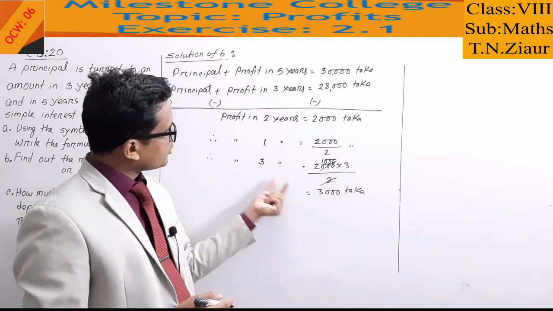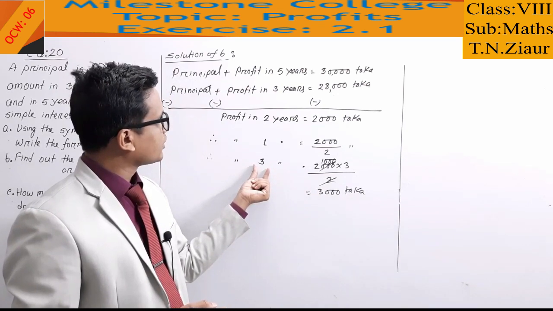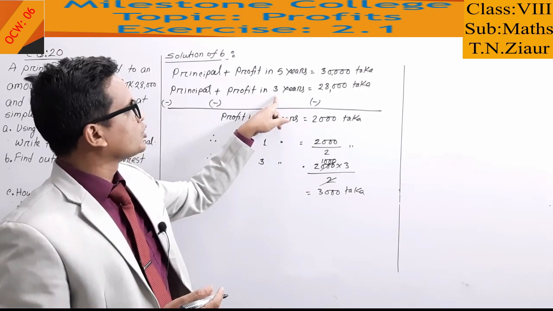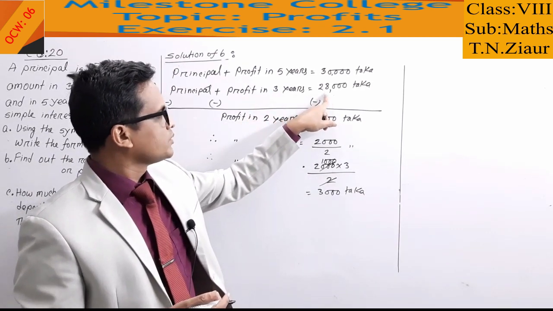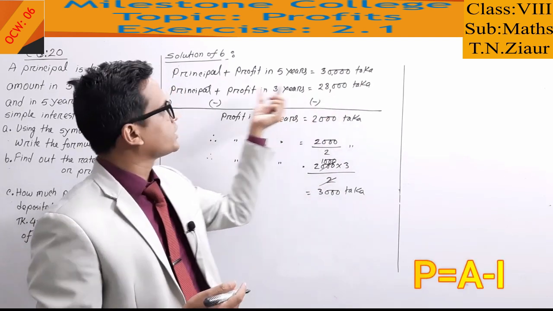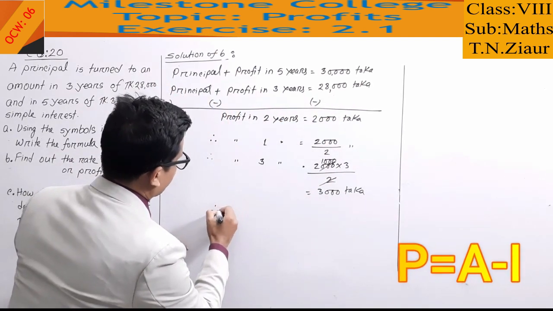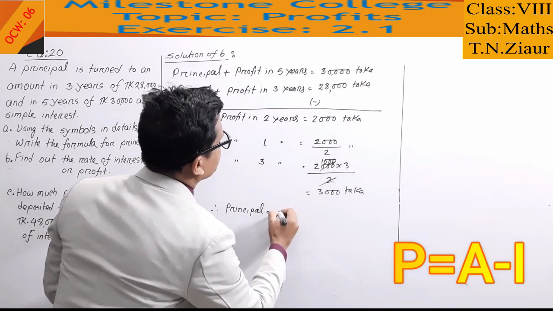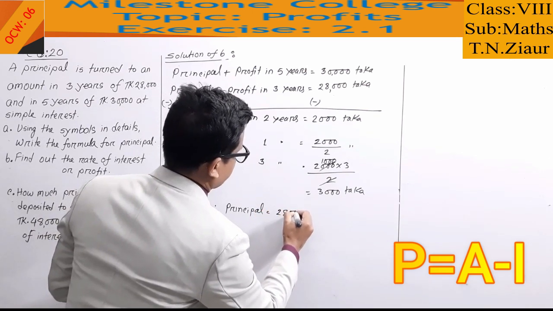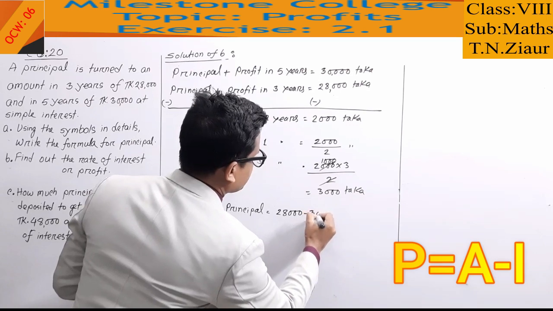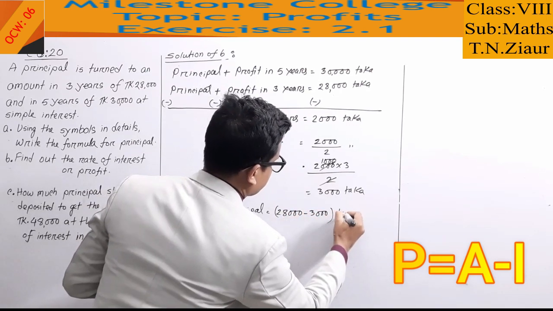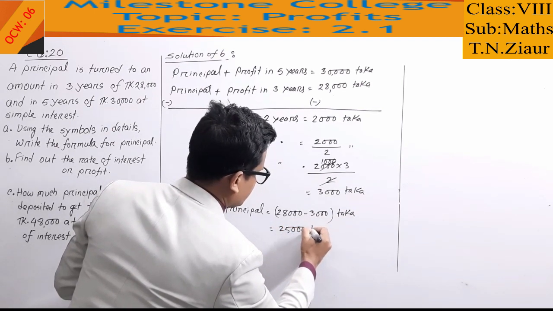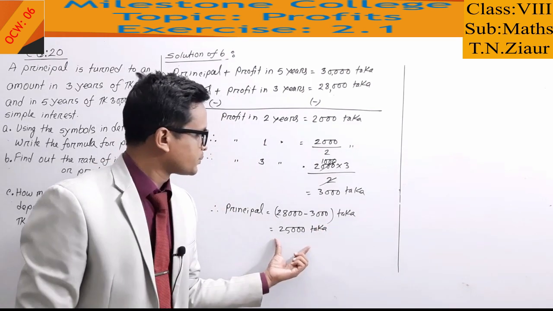So profit is this one, time is this one. We have taken 3 years, and in 3 years the profit principal is this one. If I subtract profit from profit principal, we get principal. So just we will find the principal now. Principal is equal to 28,000 minus 3,000 taka, which is 25,000 taka. This one is the principal.